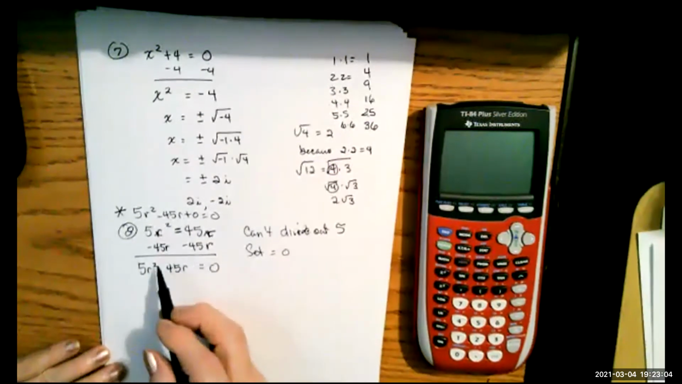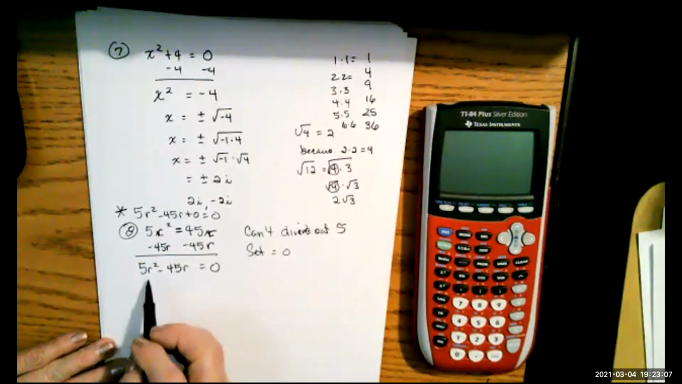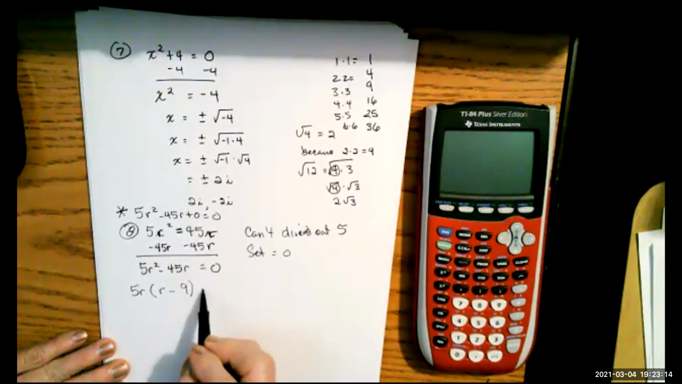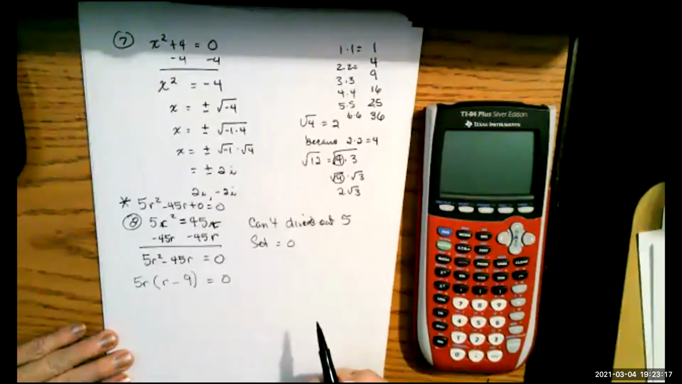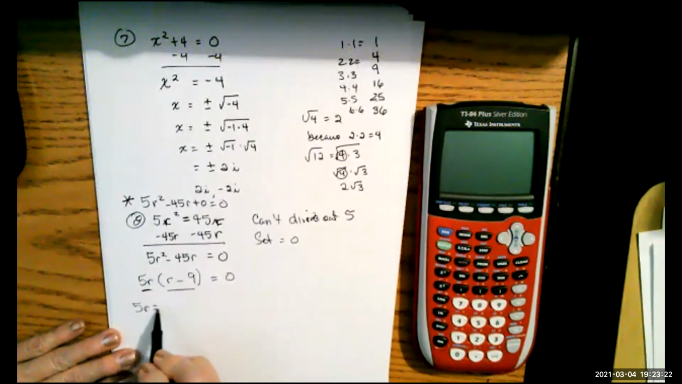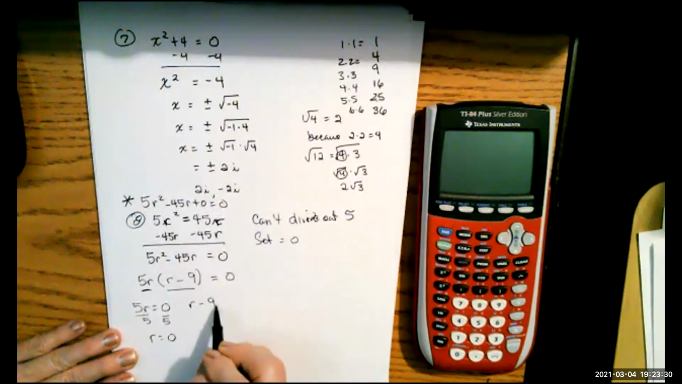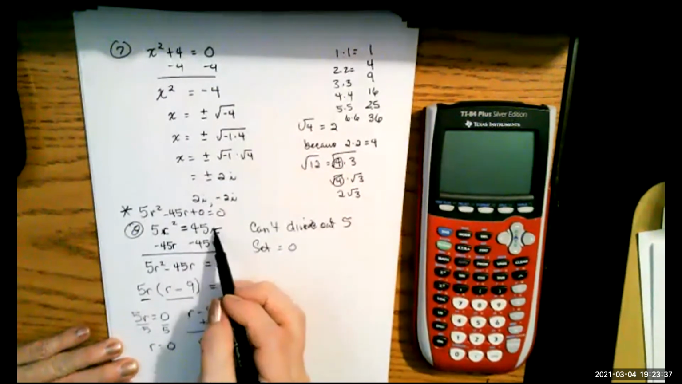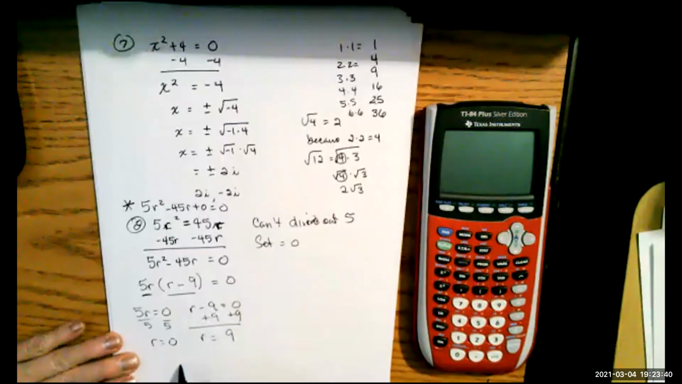You subtract the 45R from both sides. Then take out a GCF, 5R, and you'll have R minus 9. Now you set each factor equal to 0. 5R equals 0, divide out the 5, and R equals 0. R minus 9 equals 0, add the 9, and R equals 9. This one's different from the other one because this one has what's called the linear term on it.